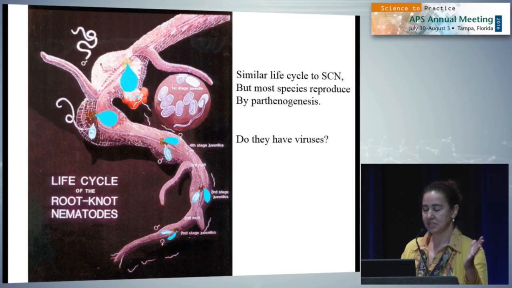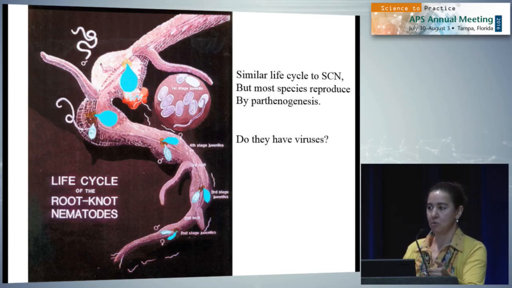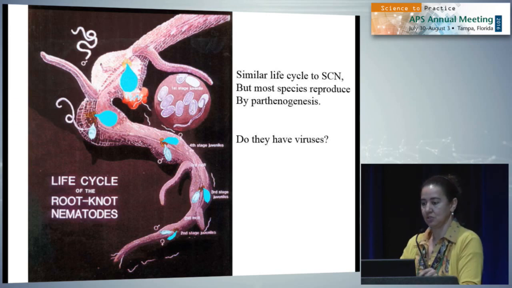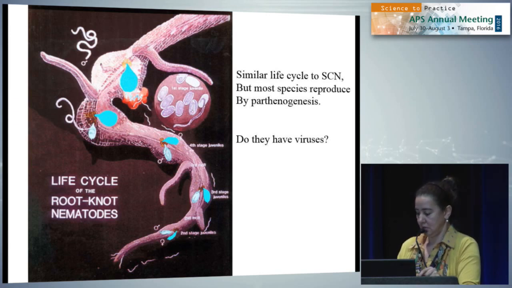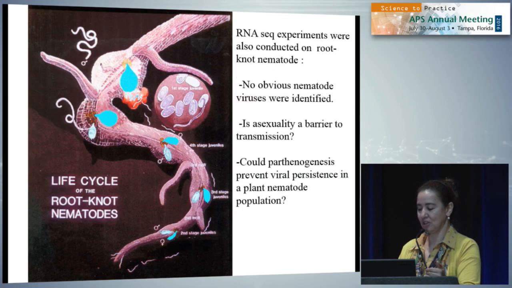They have a wide host range, but they have fewer males, and they are mostly parthenogenetic, compared to the soybean cyst nematode, which is strictly sexual and requires sexual reproduction. So when we did the analysis, which cost us a lot of money, to our surprise, we did not find any viruses in root knot nematode. We were really shocked by that.